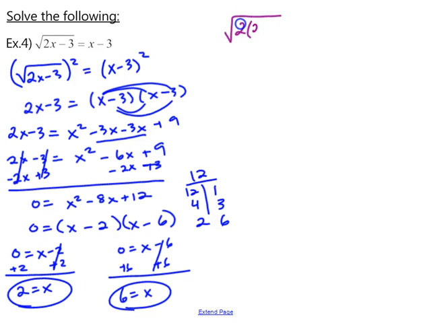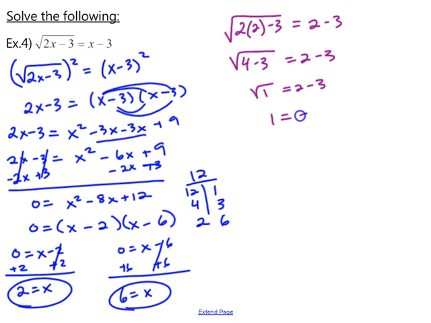We have the square root of 2 times 2 minus 3 under the radical equal to 2 minus 3. So 2 times 2 is 4 minus 3. And then 4 minus 3 is 1. The square root of 1 is 1, and on the right side, 2 minus 3 is negative 1. Since these are not the same, that means that x equal to positive 2 is not one of our solutions. So let's go ahead and check the other one.